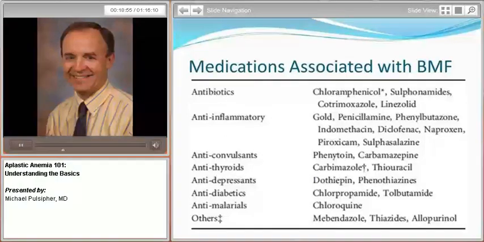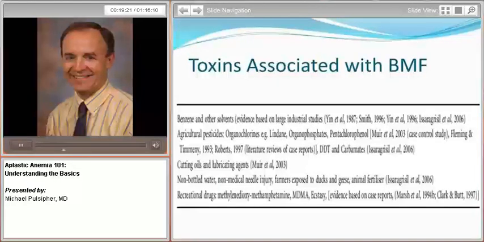There are a number of anti-inflammatory agents, anticonvulsants. It's very common to see patients who are on phenytoin, which is Dilantin, or carbamazepine, to have temporary bone marrow failure. And again, this bone marrow failure from these agents is reversible. And other medicines that you can see below can as well cause bone marrow dysfunction. Other issues, toxins. Benzene, as I mentioned before, has been very clearly associated with marrow failure. Most of the other toxins, it's a little bit unclear.